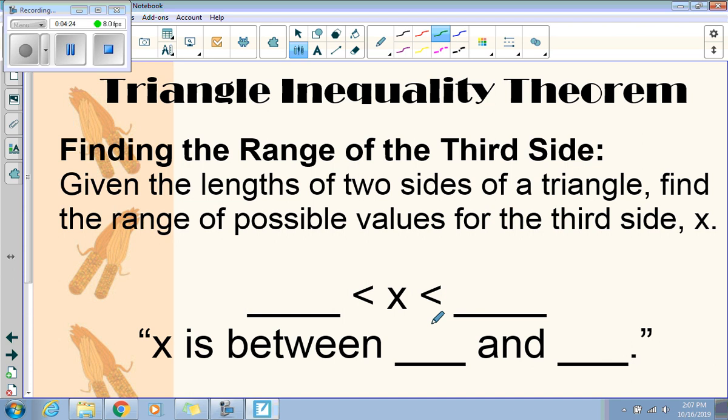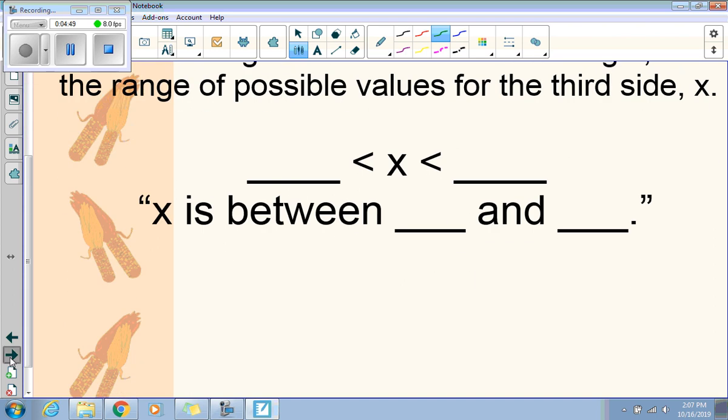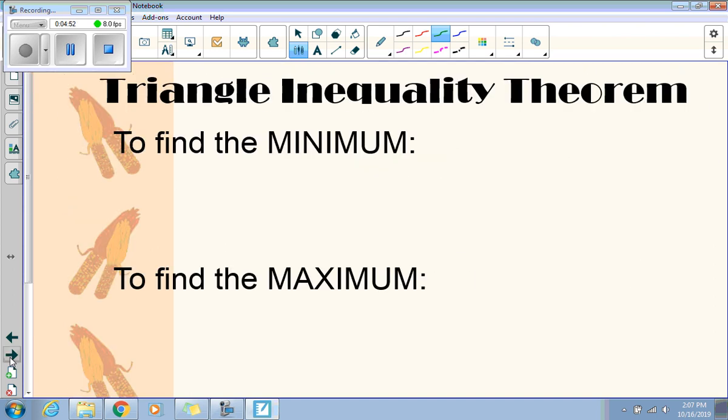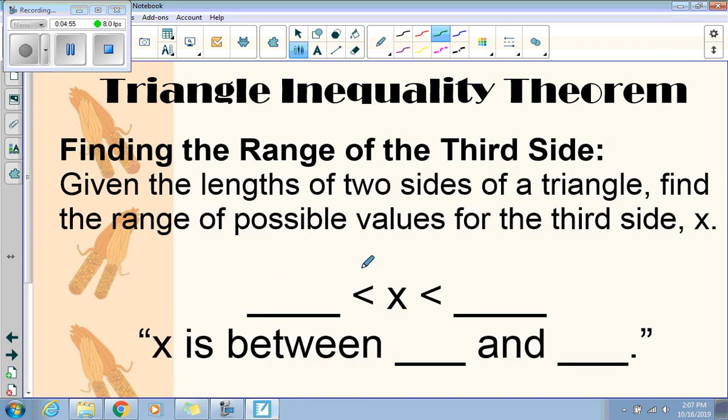Okay, so if we're talking about the range of the third side now, right, the range of the third side is going to be given by the lengths of two sides of a triangle. Find the third side. So when we're trying to find the possible value for this third side, x is going to be between two numbers. And we know what two numbers it's going to be between because it's going to be between the minimum number here and the maximum number we get.